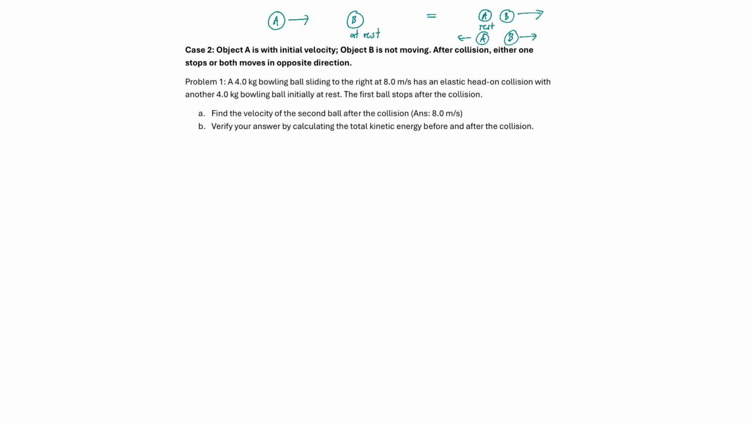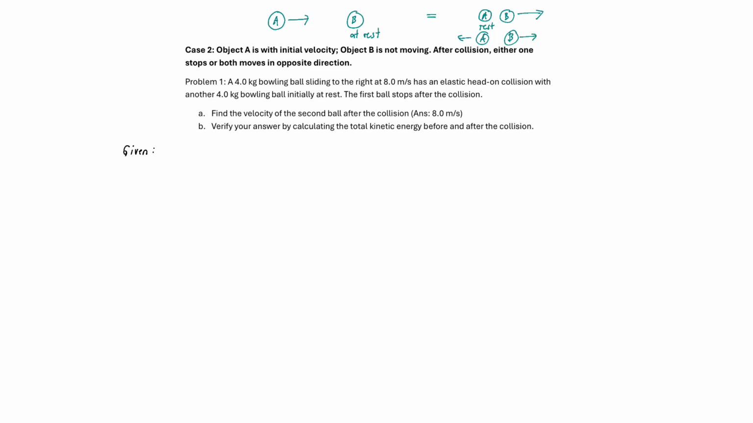Now if we look at problem number 1: a 4 kilogram bowling ball slides to the right at 8 meters per second and has an elastic head-on collision with another 4 kilogram bowling ball initially at rest. The first ball stops after collision. So if we look at our problem again, we have to find the final velocity, but we need to state first the given. What is the given here?